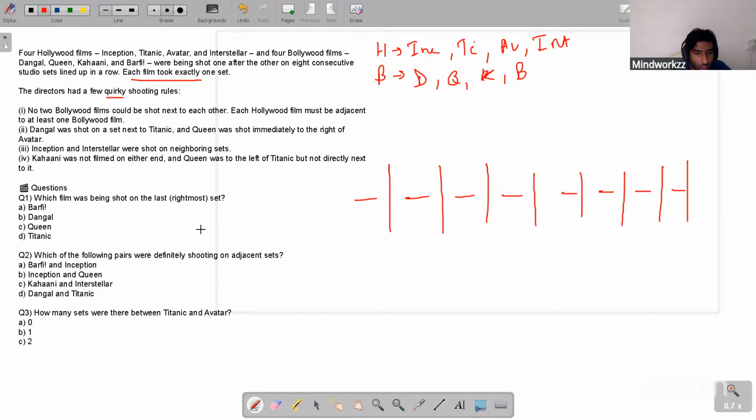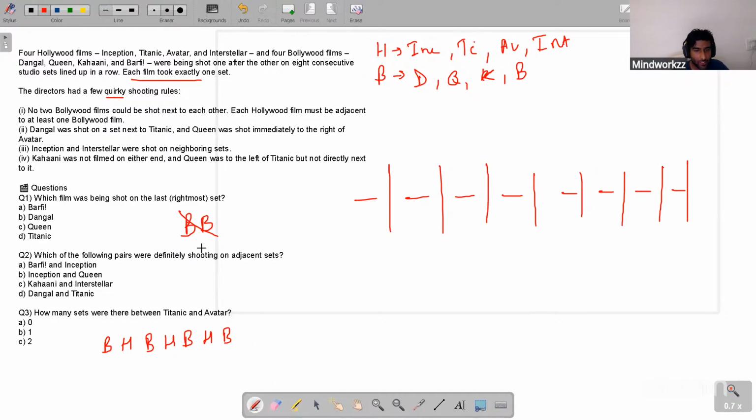The first rule says no two Bollywood films can be together. So two Bollywood films cannot be together. Each Hollywood film must be adjacent to at least one Bollywood film. So there could be one Hollywood, one Bollywood, or the opposite, one Bollywood, one Hollywood, then one Bollywood, then one Hollywood, and so on, something like this. So it could be anything. Essentially, this is what it is trying to tell us.